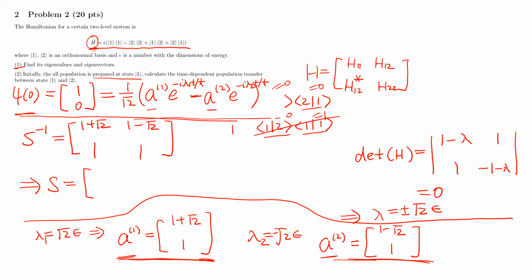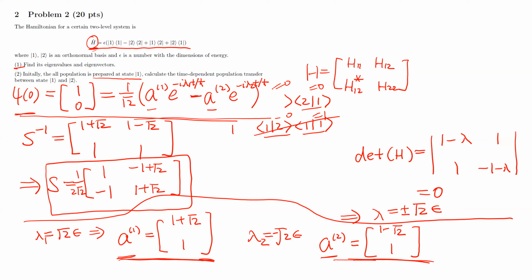You should get, let me just write this down. This is 1 minus 1 minus 1 plus square root 2, 1 plus square root 2. Okay, you can get this transformation matrix.